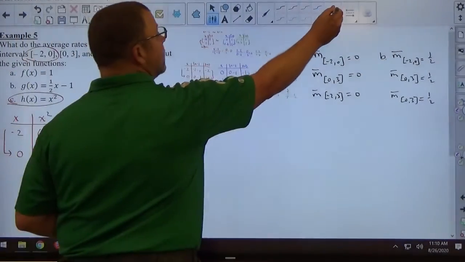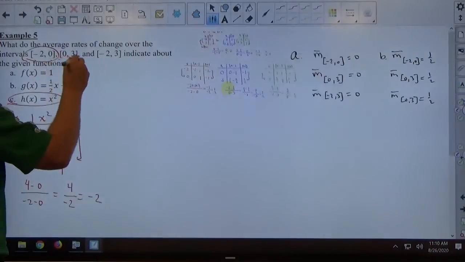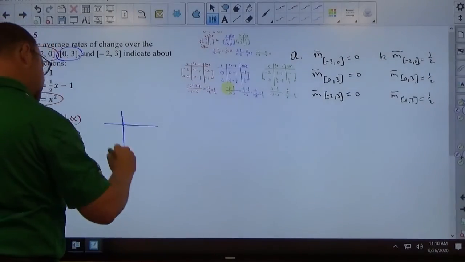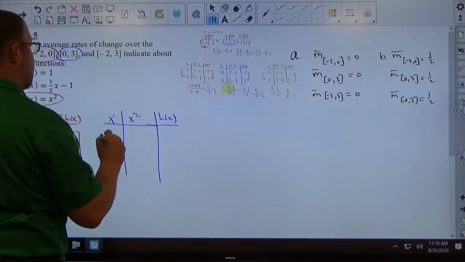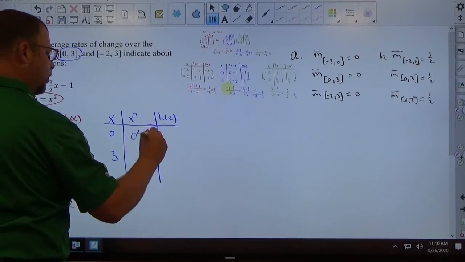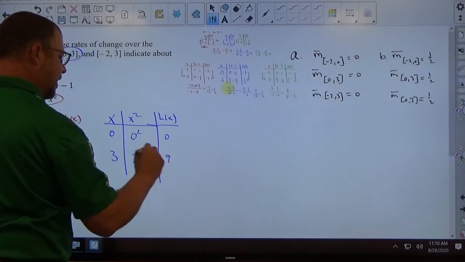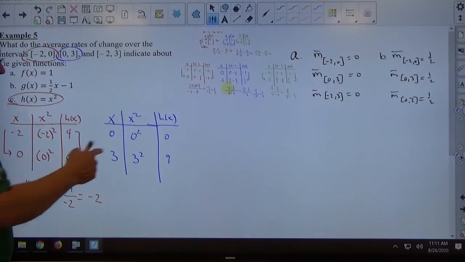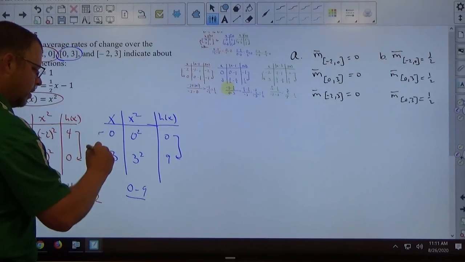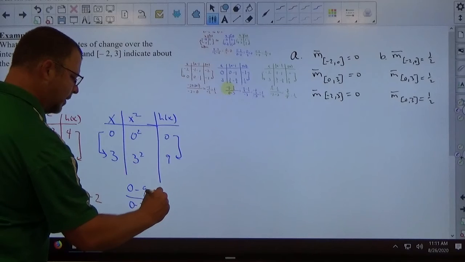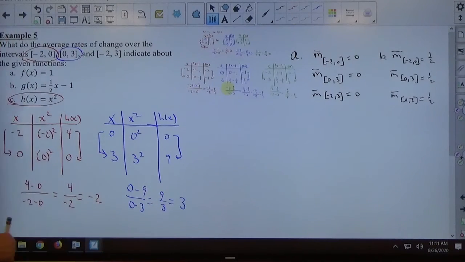My second interval, 0 to 3, so now I'm going to have x squared, h of x. I'm going to put 0 and 3 in. We already know 0 squared equals 0, 3 squared equals 9, right? So I'm going from here to here, so it's going to be that minus that, so 0 minus 9 on top, 0 minus 3 on the bottom. It gets me 9 over 3, which equals +3. Notice the other two functions, same. Now we got -2, +3, right?